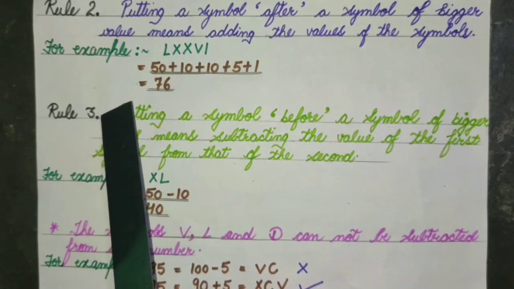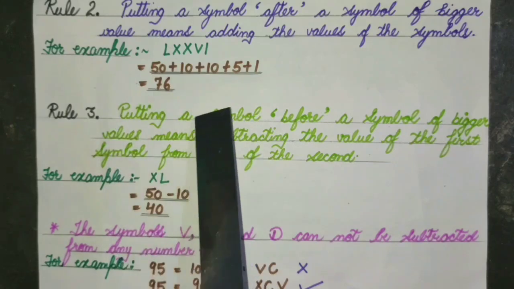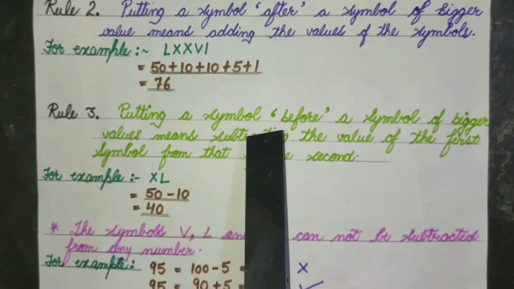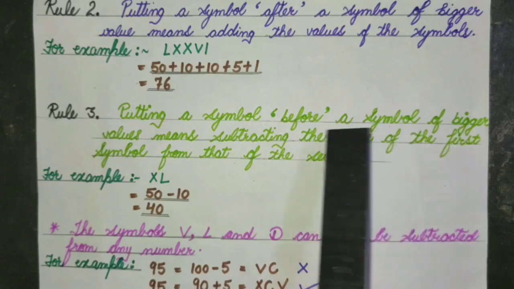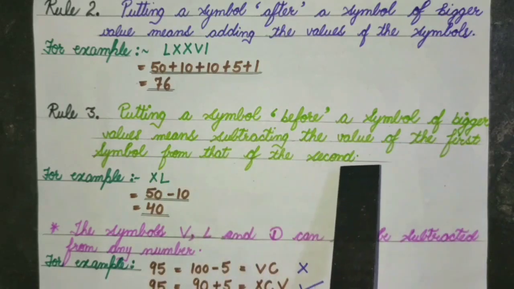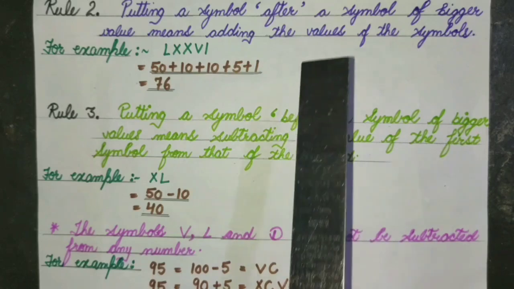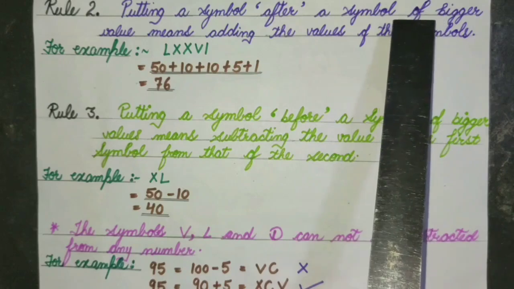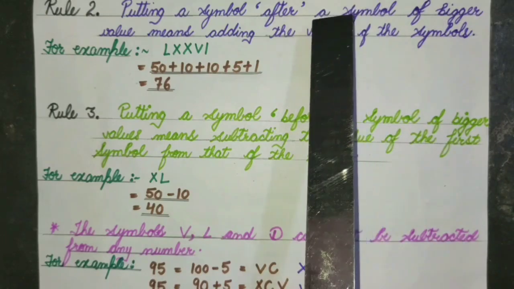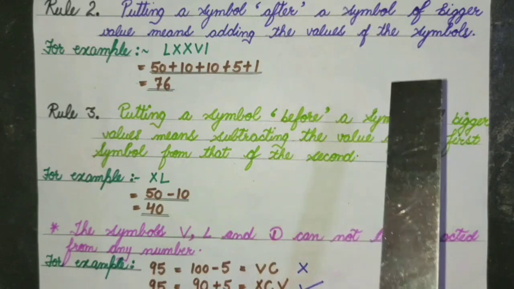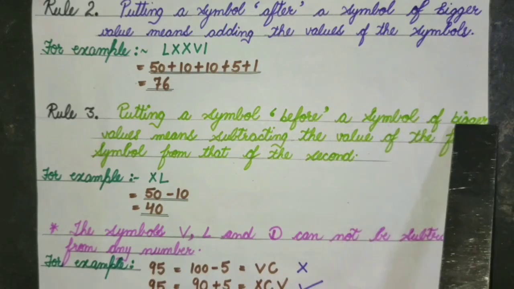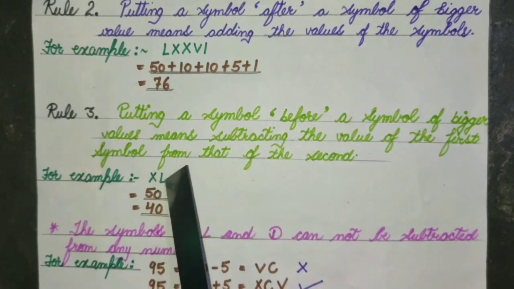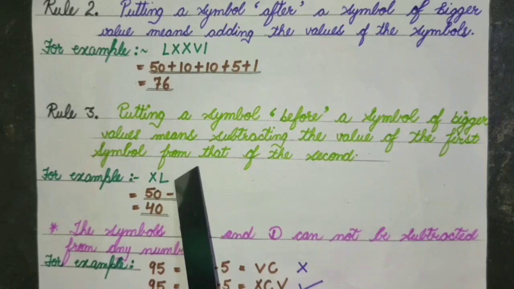Rule 3 is the rule of subtraction. Putting a symbol before a symbol of bigger value means subtracting the value of the first symbol from that of the second. It is just the opposite of rule 2. When we use a symbol after a bigger symbol, we are adding the values. But when we use a symbol before a symbol of bigger value, it means we are subtracting the first value from the second. Let's move to the example.